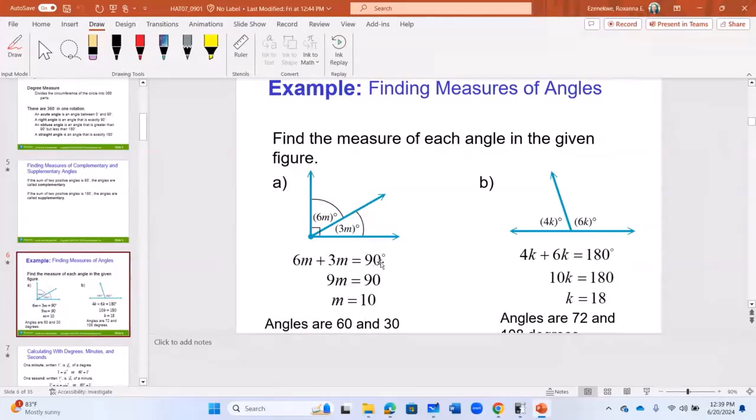Complementary angles. If two angles are on a straight line, they are supplementary angles, which means 180 degrees. So if you add the two angles, it's 180, and you solve for K.